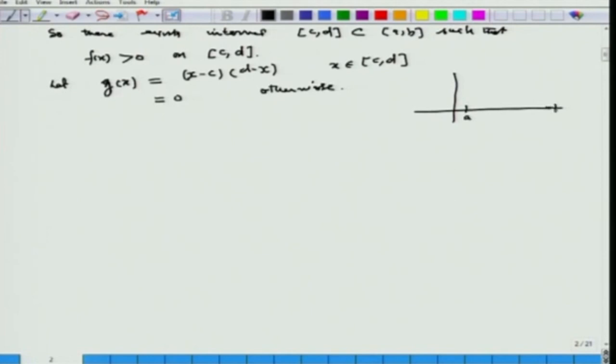So, here you have this interval a to b. Supposing that x 0 is interior and you have this interval c d like this, g x is something like a parabola like this. Here it is 0, at the end point c also it is 0, and here this is 0, and on c and d it is strictly positive. And so, g x is positive on the open interval c comma d.